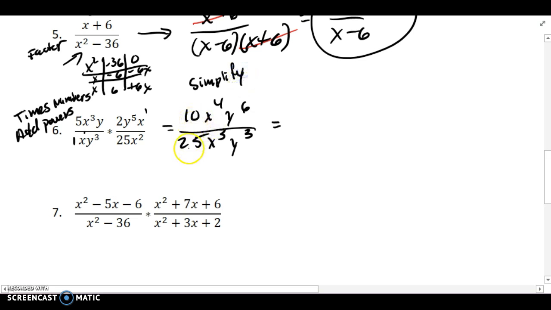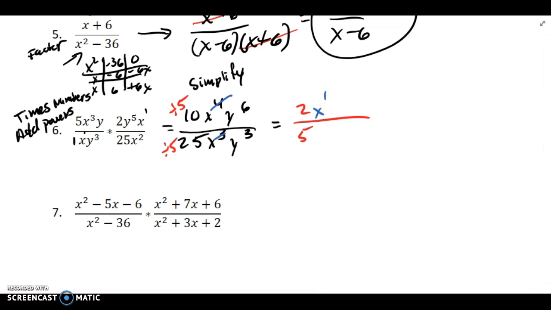Okay, so I can divide top and bottom by 5. So I'm going to do this in red. So we're going to divide by 5. So we get 2 over 5. And then here we have 4 powers and 3 powers. So those are going to cancel, and the top is bigger by 1 power. And the y's are going to be the same, so 6 and 3 are going to cancel. Y is bigger by 3.